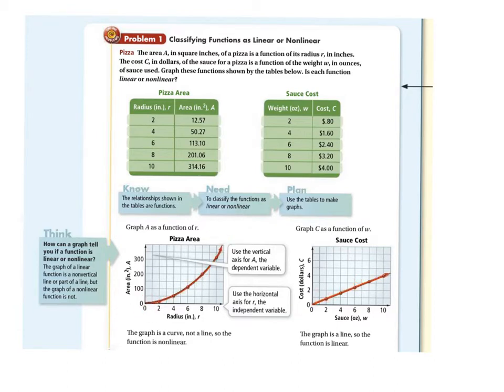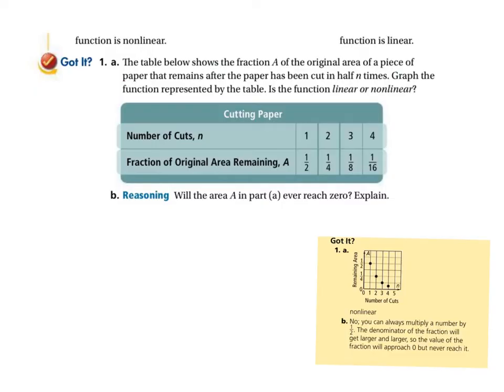This one is. So the question on the got it here, table below shows the fraction A of the original area of a piece of paper that remains after the paper has been cut in half n times. Kind of fun, right? Cutting in half. Graph the function represented by the table. Is the function linear or nonlinear?